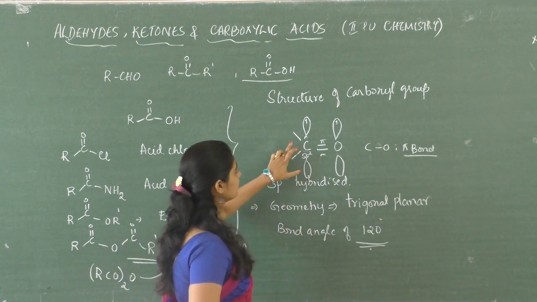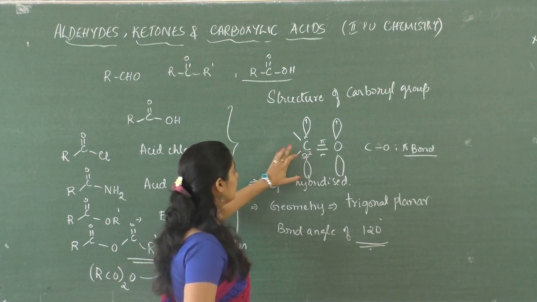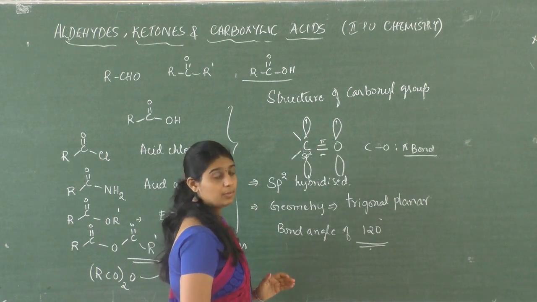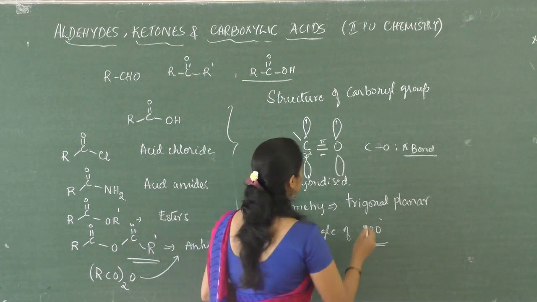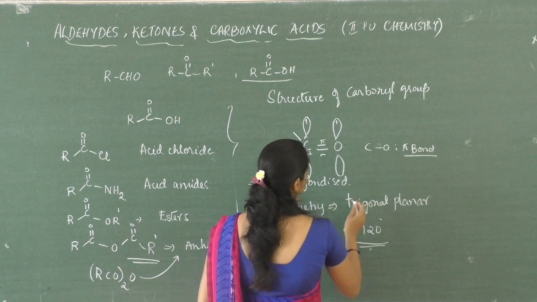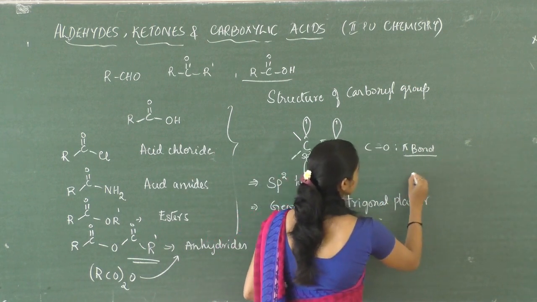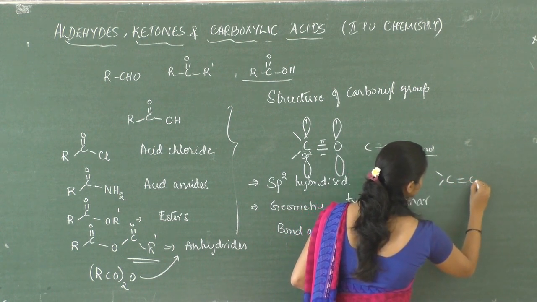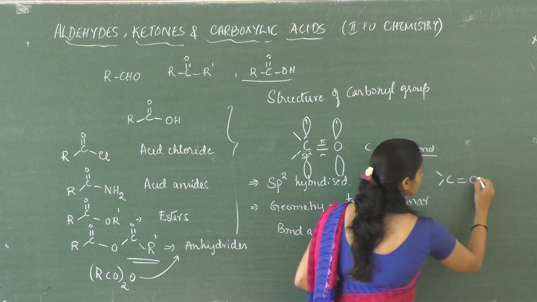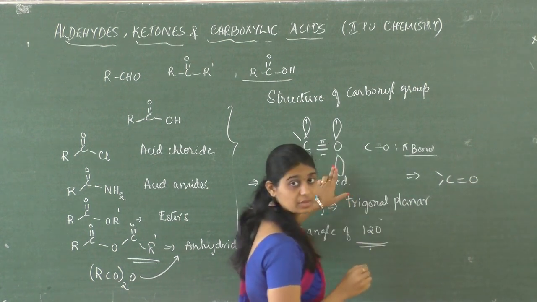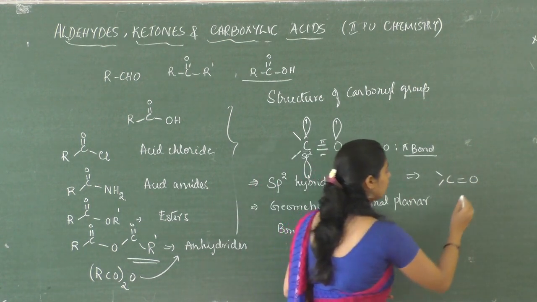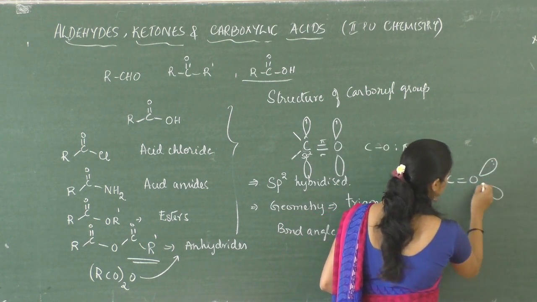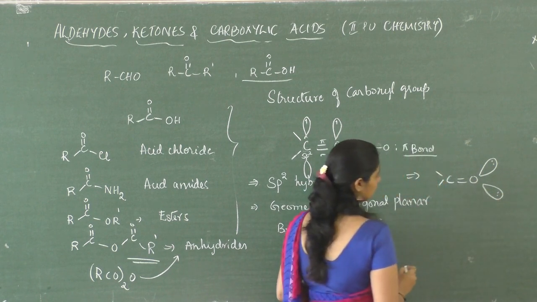All the 3 sigma bonds will lie in one plane, and the pi electron cloud will lie above and below the plane. Oxygen has the other 2 sp2 hybrid orbitals, which hold non-bonding electrons, represented as lone pairs of electrons on it. So these are lone pairs of electrons.